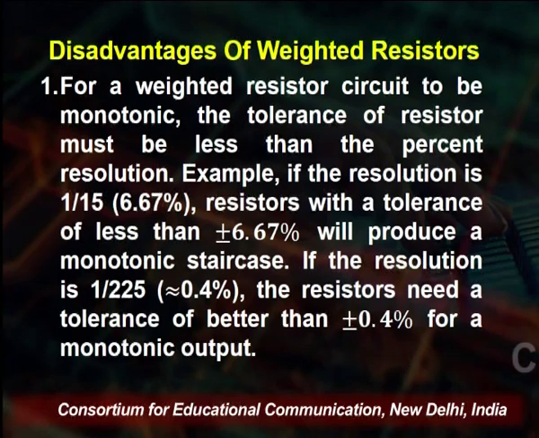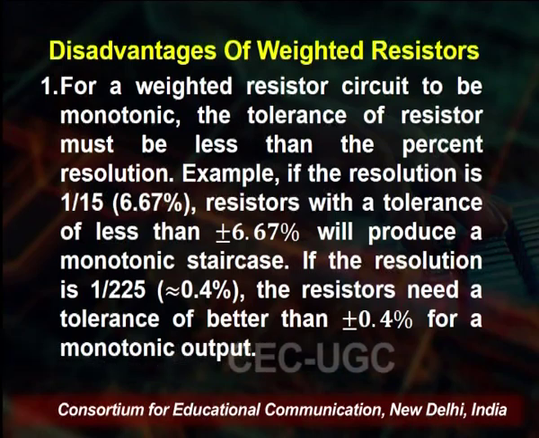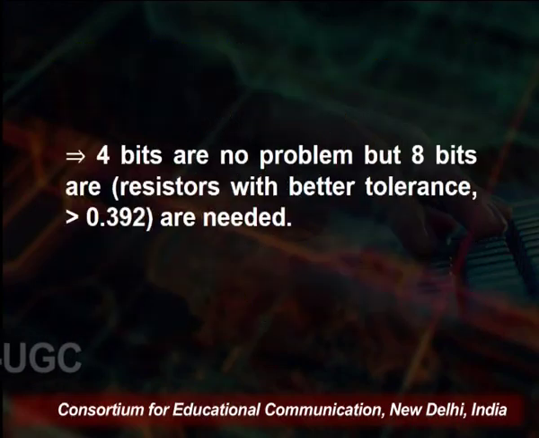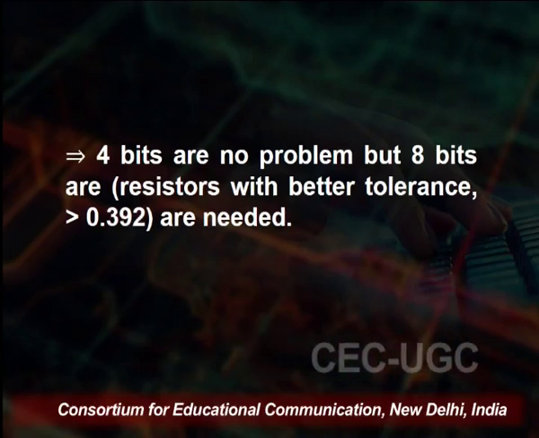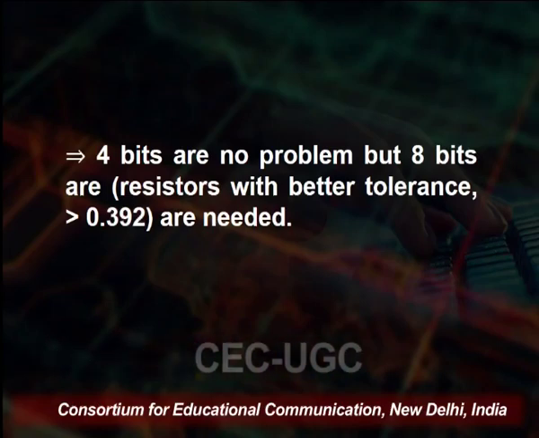Now, for resistances having a tolerance of better than 0.4% for a monotonic output, the cost of this DAC would be prohibitive. If it is prohibitive, then it has absolutely no commercial value and it might be used only for defense purposes. Also, 4 bits are not a problem, but the moment we increase it to 8 bits or maybe higher, 16, 64, 128 bits, it becomes unmanageable.